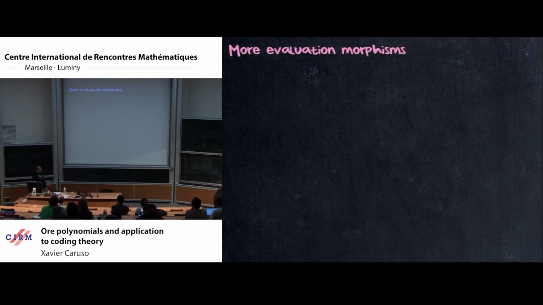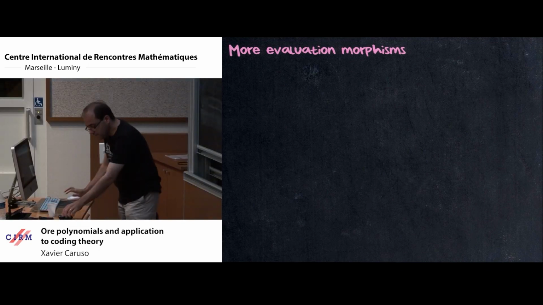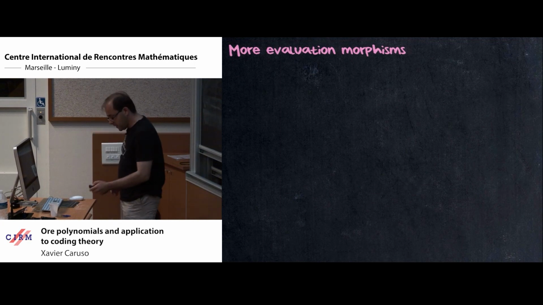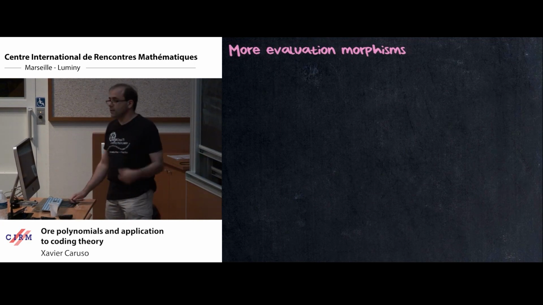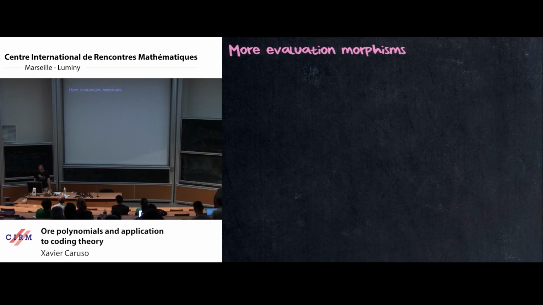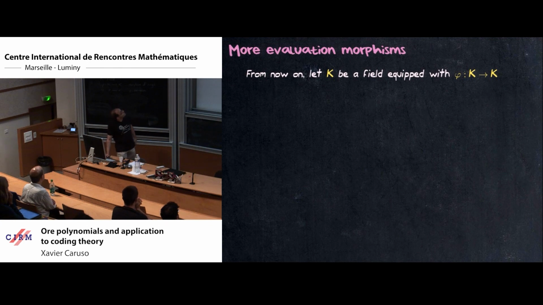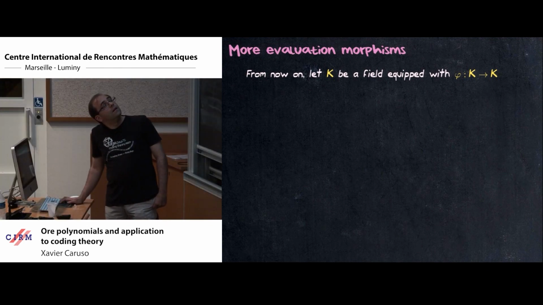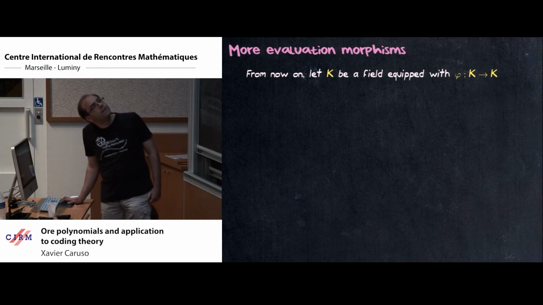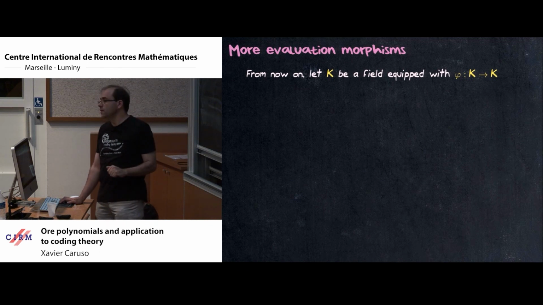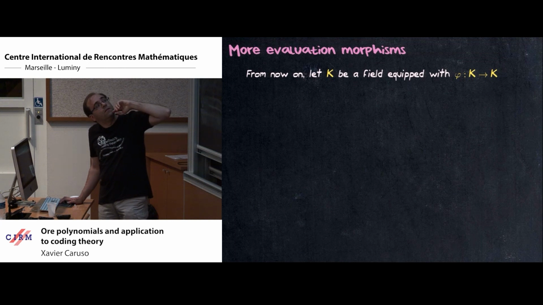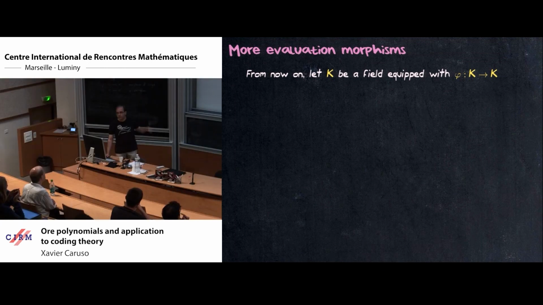Okay, so there is still another generalization of Gabidulin codes that I would like to present now, which is more recent. And for this, I need to introduce more evaluation morphisms. So I have new assumptions. From now on, I will assume that K is a field equipped with phi as before, but K no longer needs to be a finite field. It can be any field.